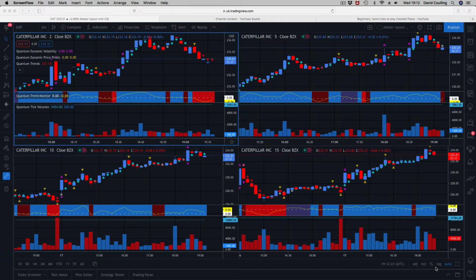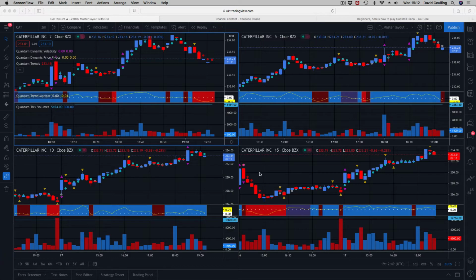This is a four chart workspace. This is Caterpillar. It's a stock that Anna and I know very well. We've written about it over the years, and you can follow that on Anna's website, annacooling.com. This is from an intraday perspective though. I've got a 2-minute on the top left, I've got the 5-minute top right, I've got the 10-minute at the bottom left, and I've got the 15-minute on the bottom right.